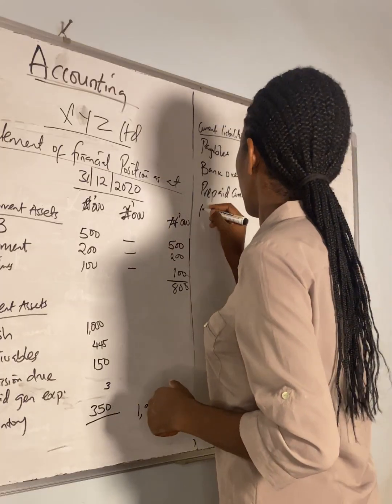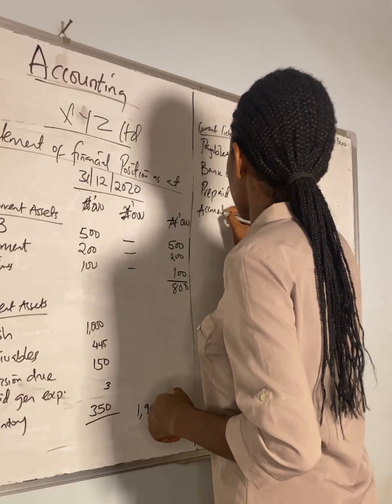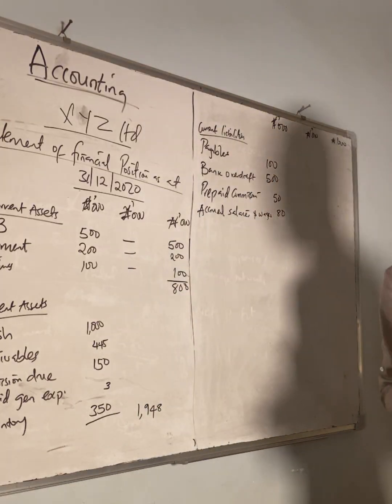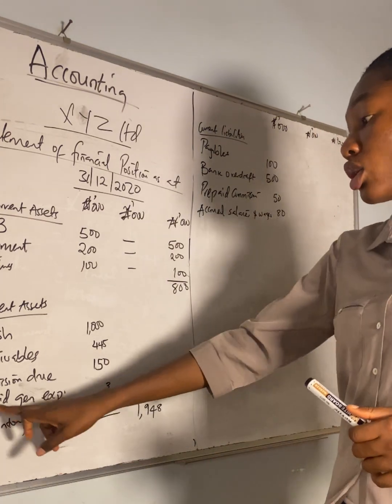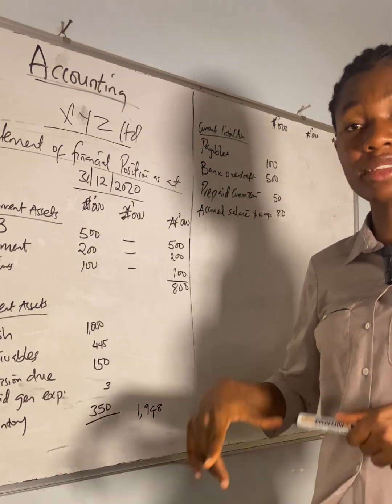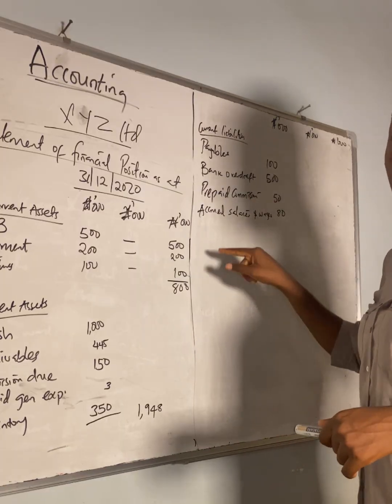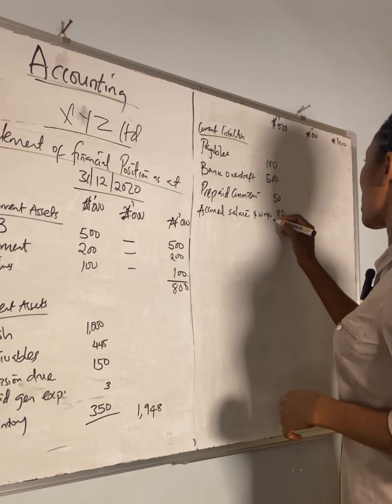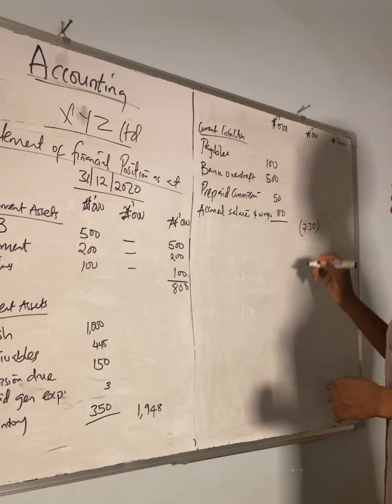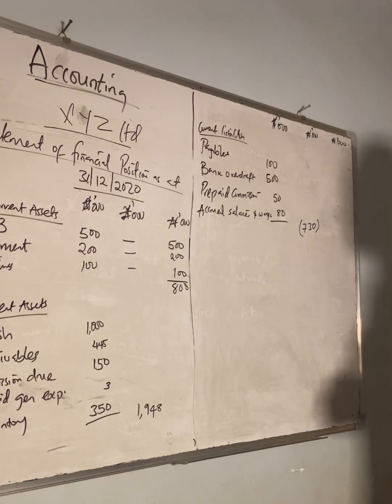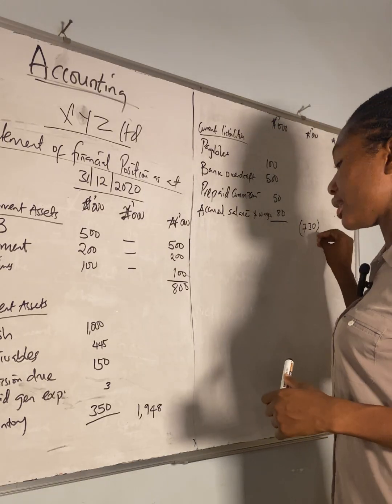So we have 80,000 naira. Okay, so this is how we do it. Commission due but not yet received is an asset. Commission that was paid in advance is a liability. So what's our total liability? Our total current liability is 730,000.